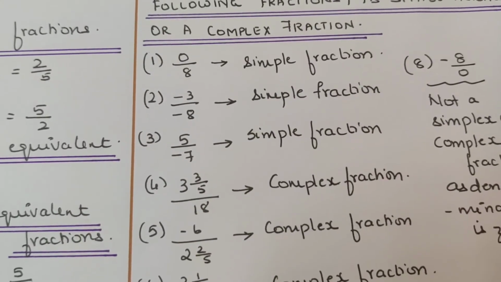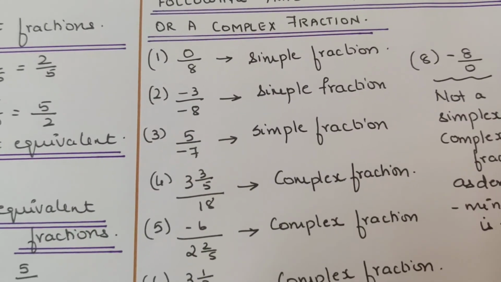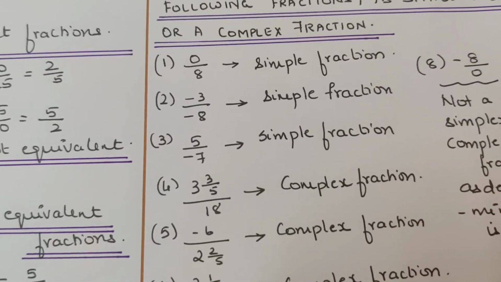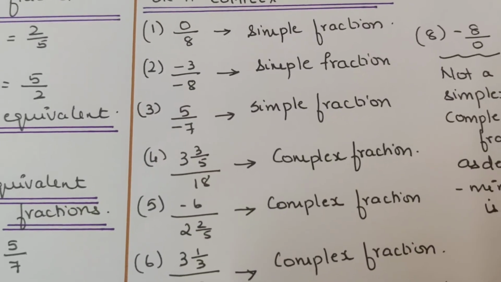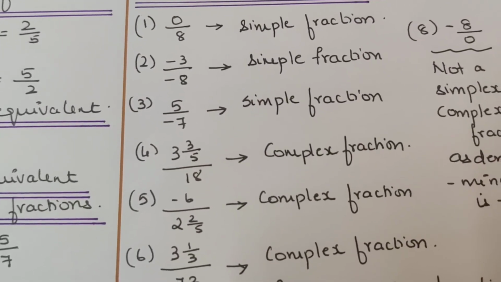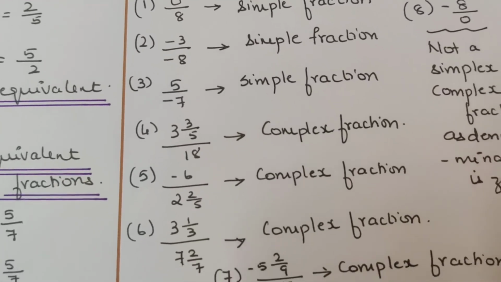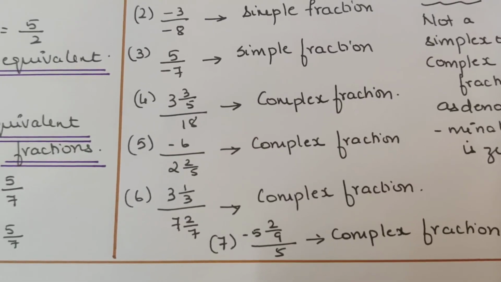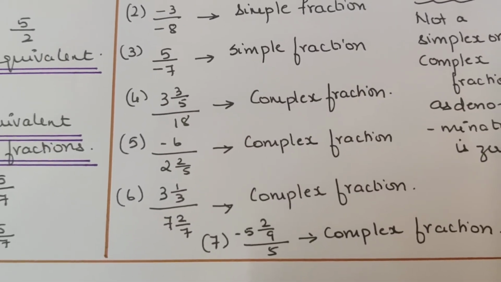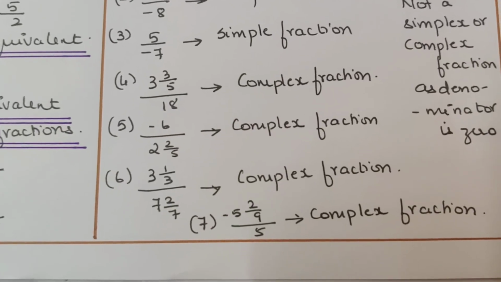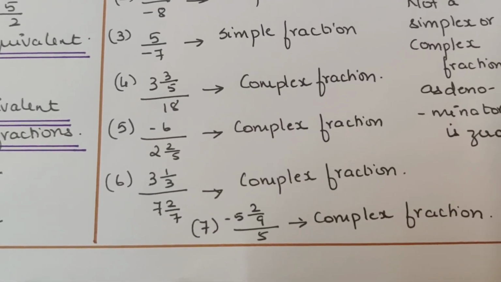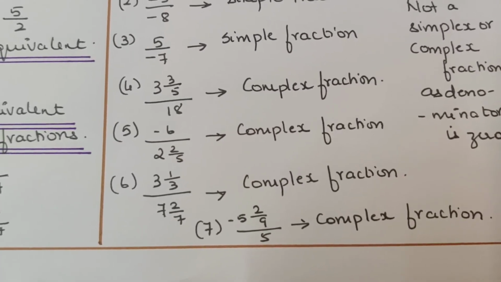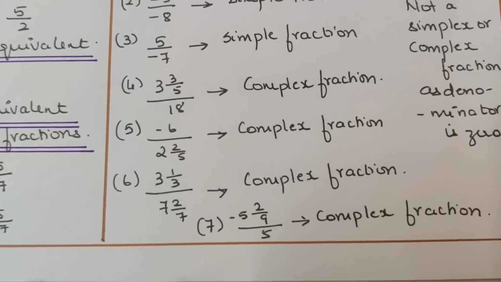3 by 5 and 18. This is a complex fraction because the numerator is not an integer. Minus 6 by 2, 2 by 5. Again, the denominator is not an integer, therefore it becomes a complex fraction. 3 1 by 3, 7 2 by 7. Here both the numerator and the denominator are fractions, therefore it becomes a complex fraction. Seventh one, minus 5 2 by 9 by 5. Here the numerator is a mixed fraction, therefore it is a complex fraction.